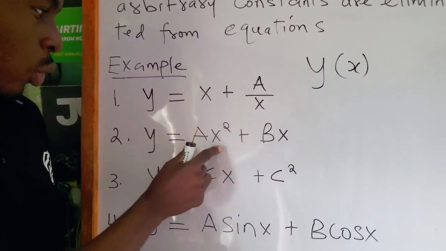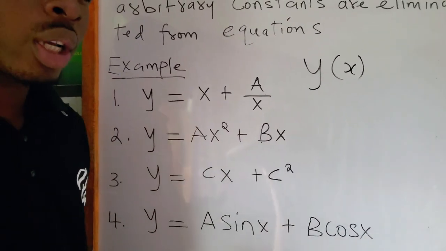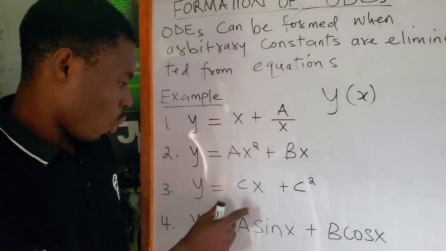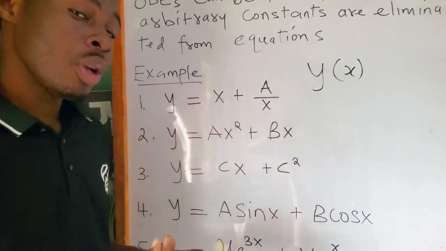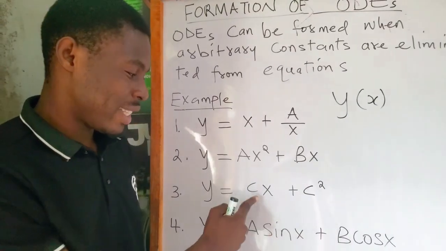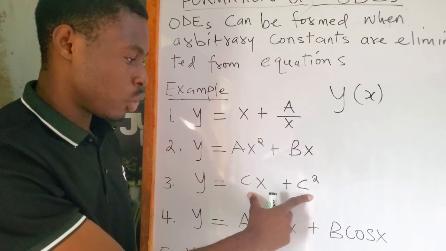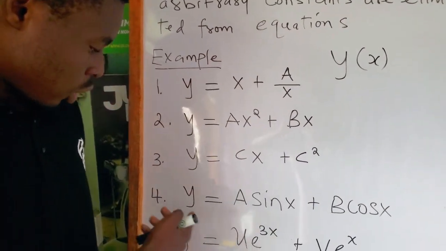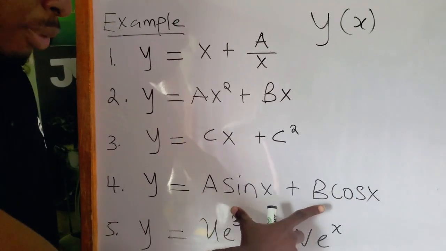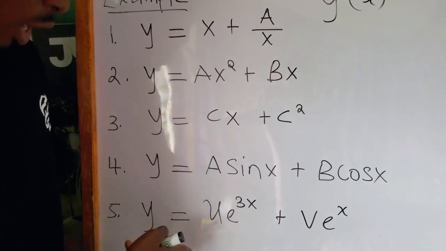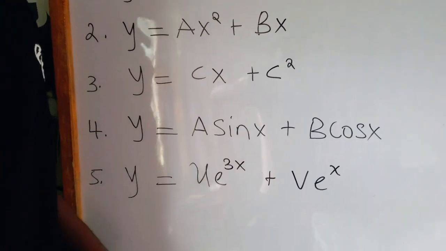Likewise, you can say y is equal to ax squared plus bx. It means that both a and b are arbitrary constants in this equation. Y is equal to cx plus c squared. Here we only have one arbitrary constant, which is c. Number 4, we have y is equal to a sine x plus b cos x. There are two arbitrary constants in this equation. Y is equal to u e to the 3x plus v e to the x. There are two arbitrary constants in this equation.